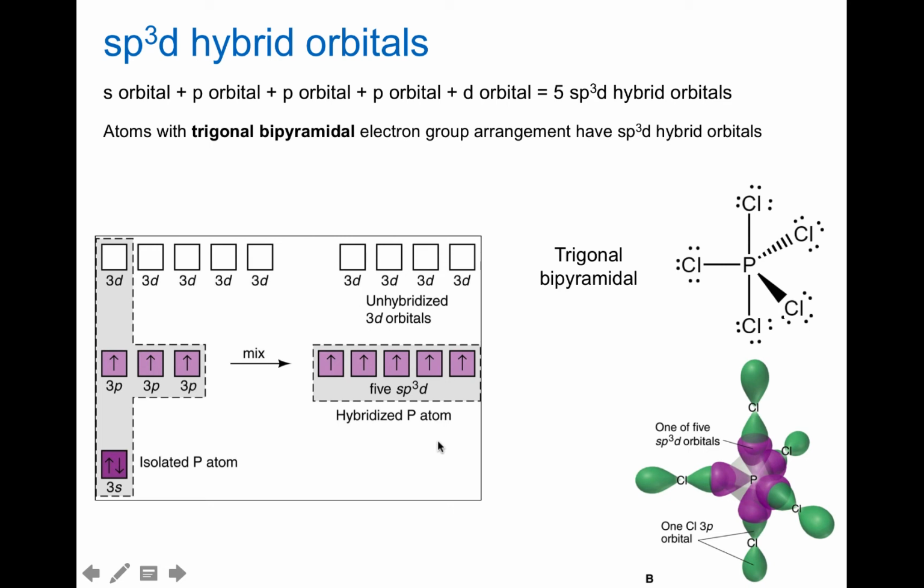Phosphorus has 5 valence electrons, and so if it distributes its 5 valence electrons into the 5 hybridized orbitals, there's 1 electron in each of the orbitals, meaning phosphorus can now make a single bond to 5 different elements like it does here in PCl5.